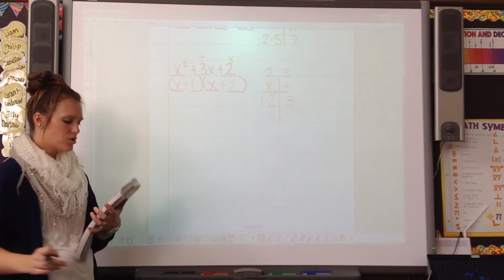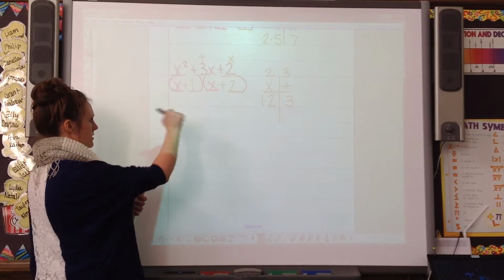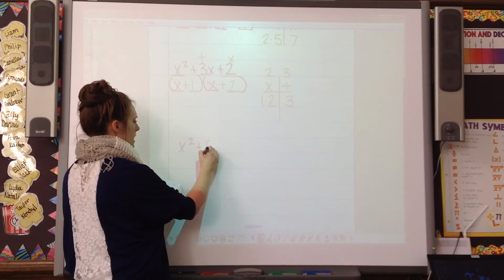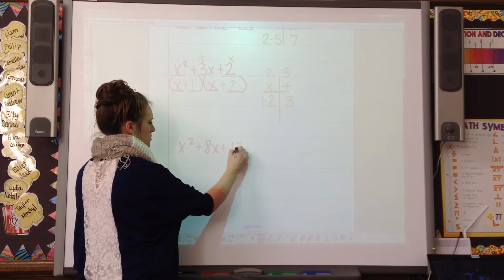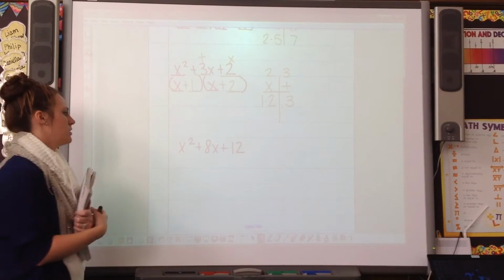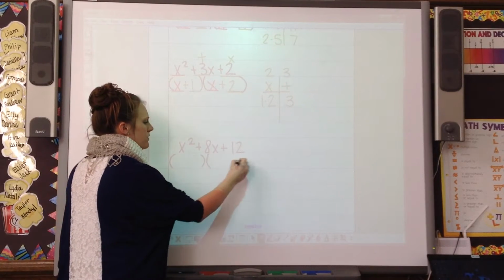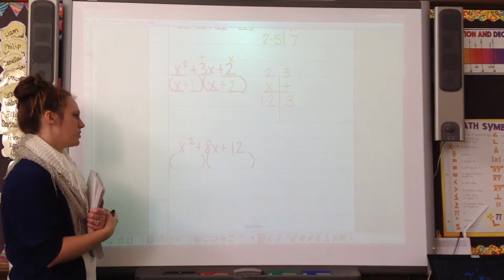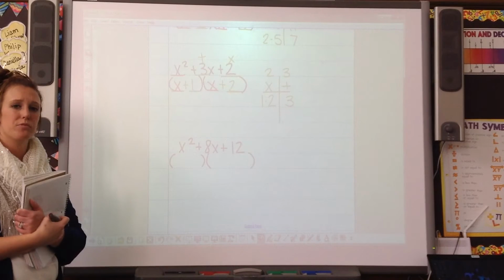Okay, now it's your turn to try, to experiment, to see if you get this. Try x squared plus 8x plus 12. Push pause and try this now. Okay. Don't give up. If you gave up, you should try a little harder. This is like a puzzle. You're going to have to guess and check sometimes before you get the answer.